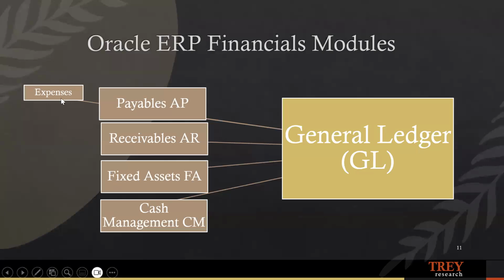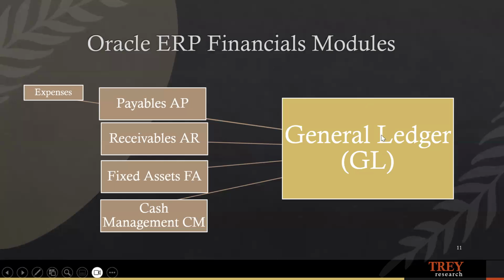So the expenses module is a part of the AP module, and we have advanced collections also. Advanced collections is a part of the receivables module. Okay, the AP module, the receivables module, nothing but AR, fixed assets, cash management, and GL. So these are all subledgers, these four are subledgers. The general ledger is the main ledger. So whatever transactions we are doing here, everything will be transferred to GL. Okay, so that's why we call this a subledger and this the main ledger.